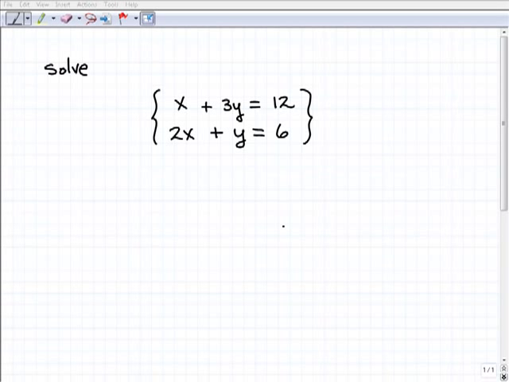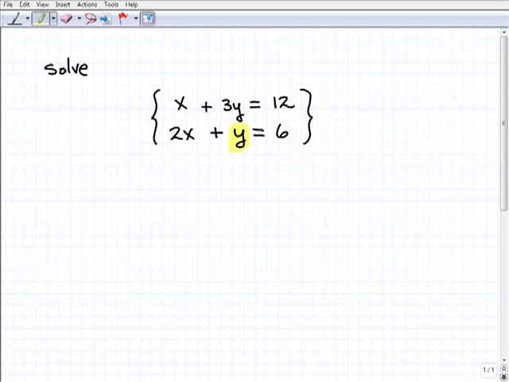So what you have to do, the first thing when you're using the substitution method, is you got to look for the easiest variable to solve for, okay? In other words, you have x and y over here. You have x plus 3y and 2x plus y. You have to find one of those variables and solve for the variable. Now, the easiest ones here would be the x in the first equation or the y in the second.